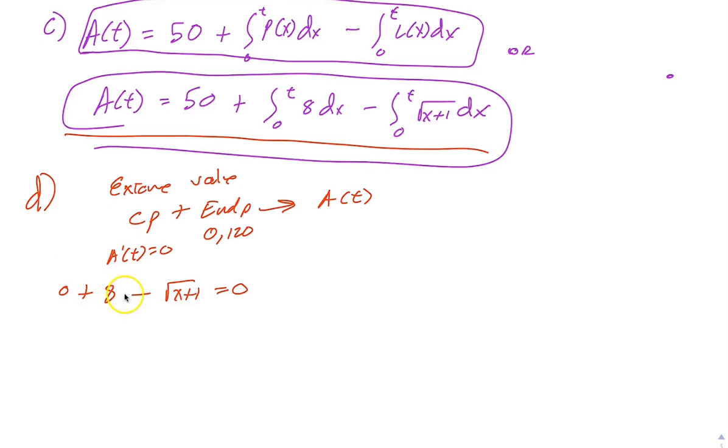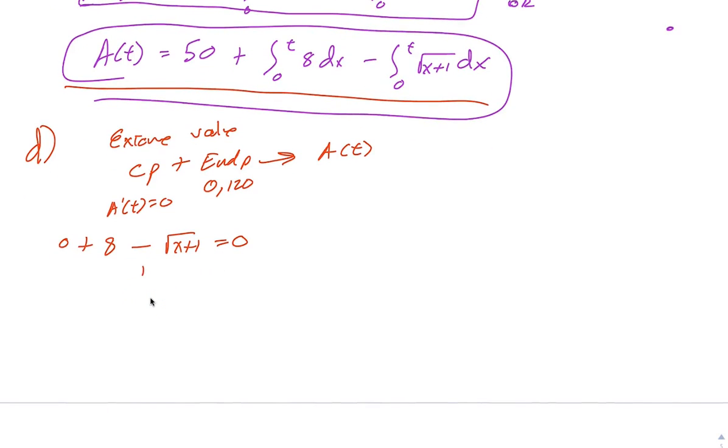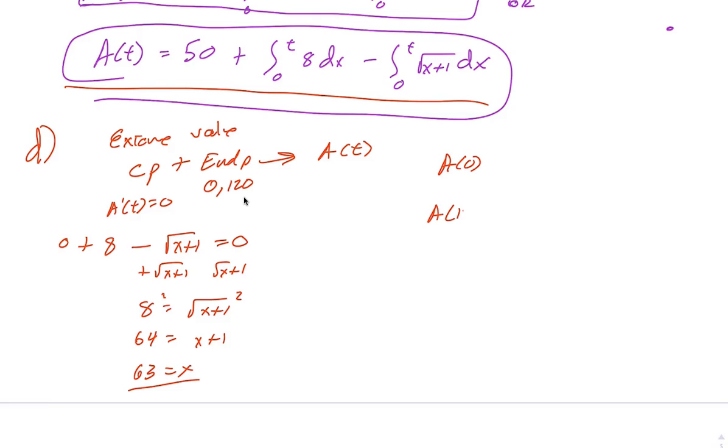Again, this is all by hand, so I should solve this by hand. Add this to both sides, so I get 8 equals radical x plus 1. Square it: 64 equals x plus 1. So 63 equals x. That's my critical point. So I have to figure out what A of 0 is, what A of 120 is, and what A of 63 is, and whatever has the highest value is my answer.